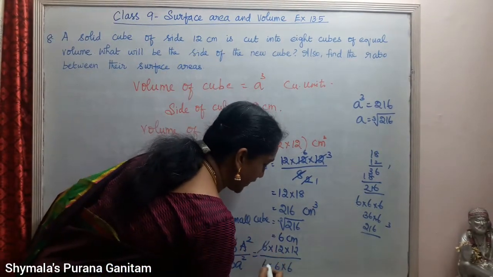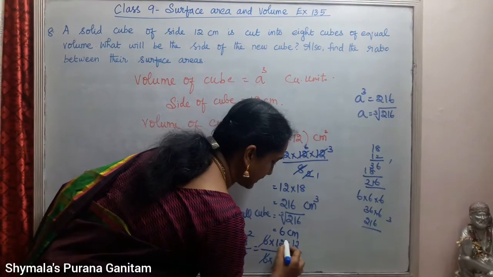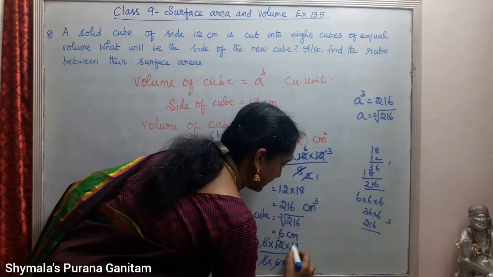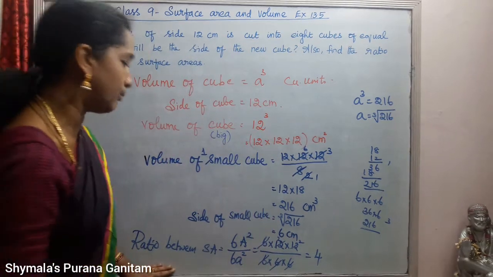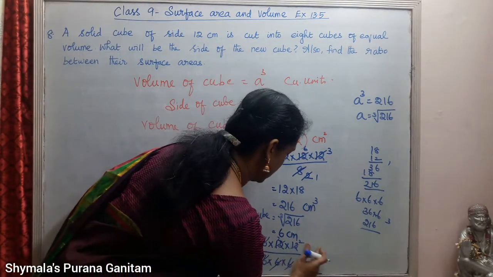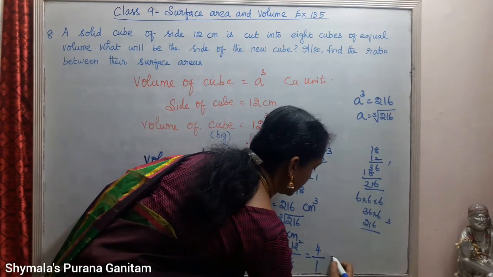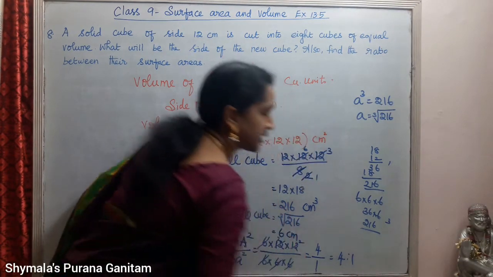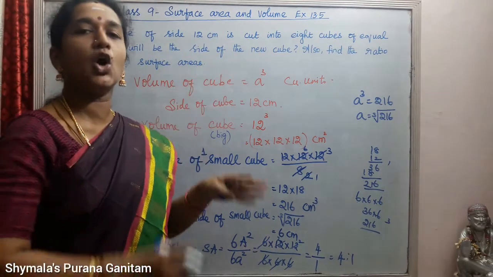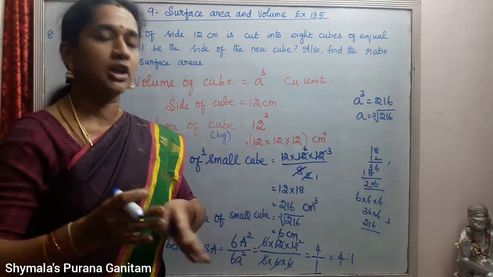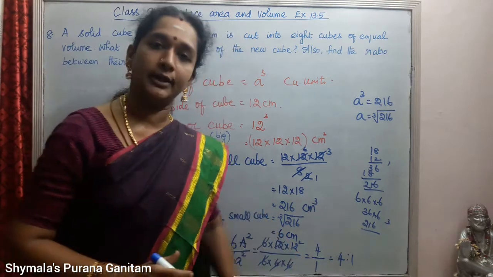So when we simplify all these things, 6 will get cancelled. This one will be 2 times, the other one will be 2 times. So 2 2s are 4. So the ratio between the surface areas is 4 by 1, that is equal to 4:1. So the ratio between the surface area of the bigger cube to the smaller cube is 4:1.